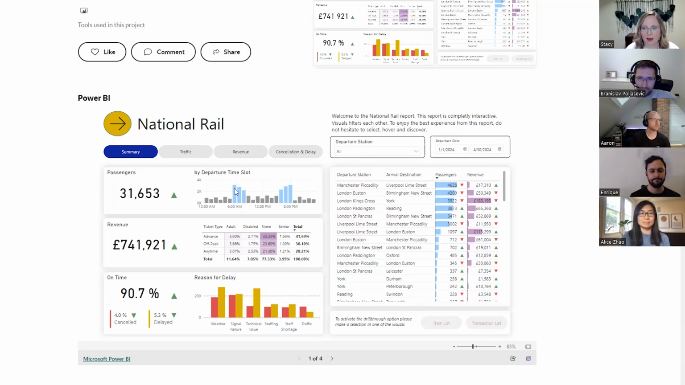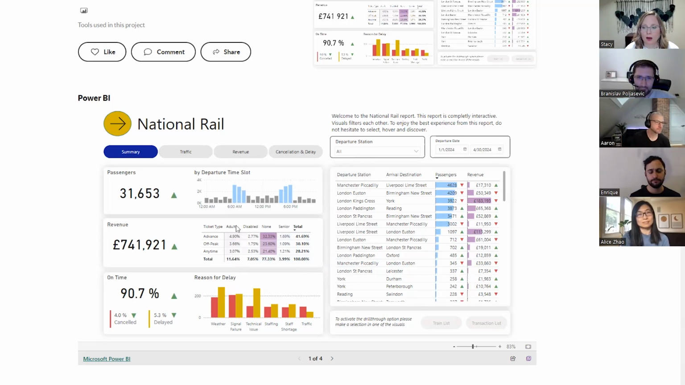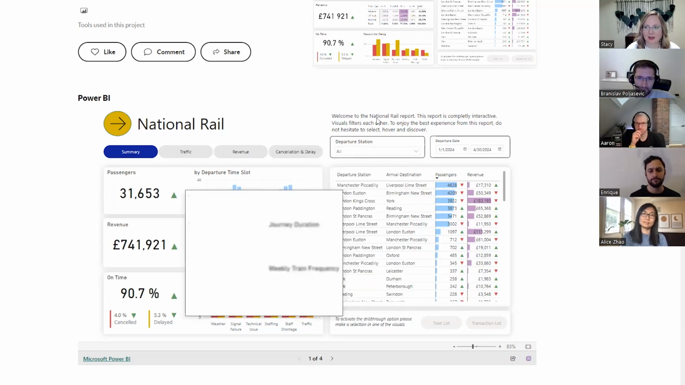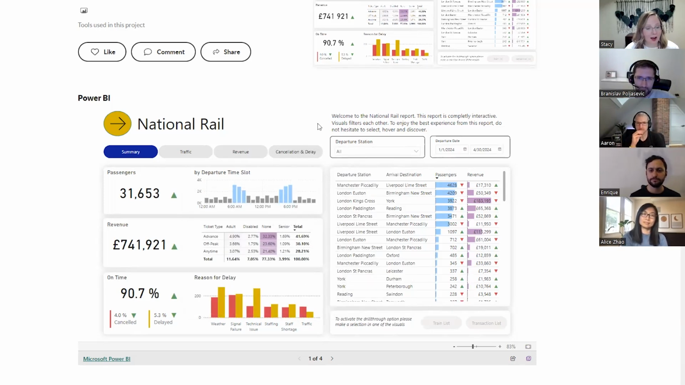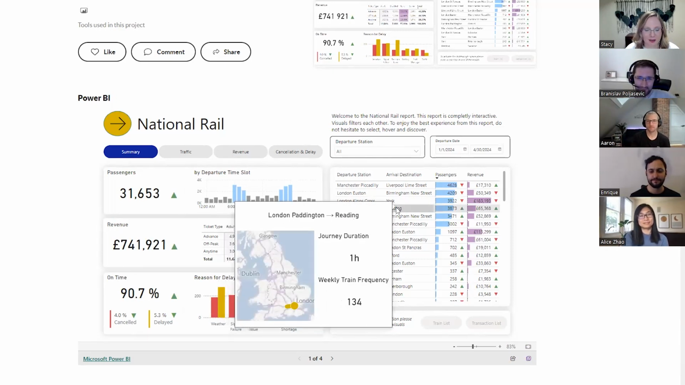But if I hover over any of the visuals, I get this pop-up that's giving me either more granularity or additional information that wasn't included. So I love that this is both interactive and, as Aanor has called out at the top, I can hover and discover. I just love that phrasing. It makes me want to go in and explore even more. Now, the last one I want to draw your attention to is this tooltip here.